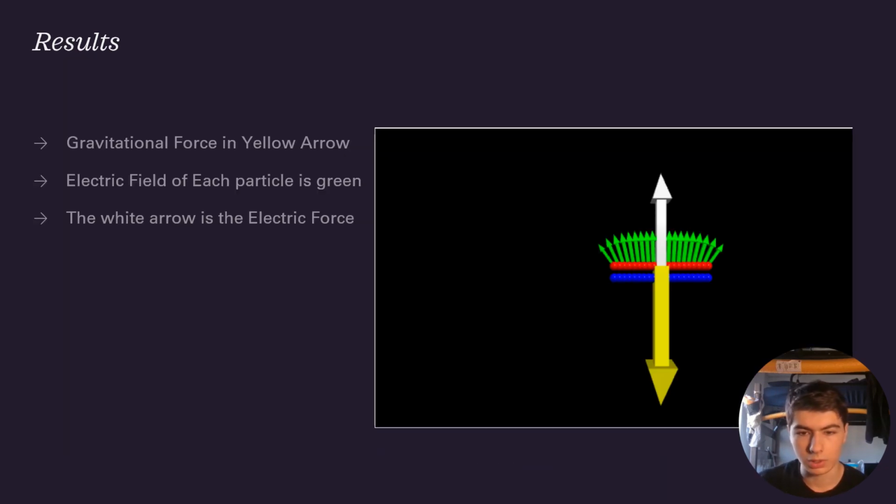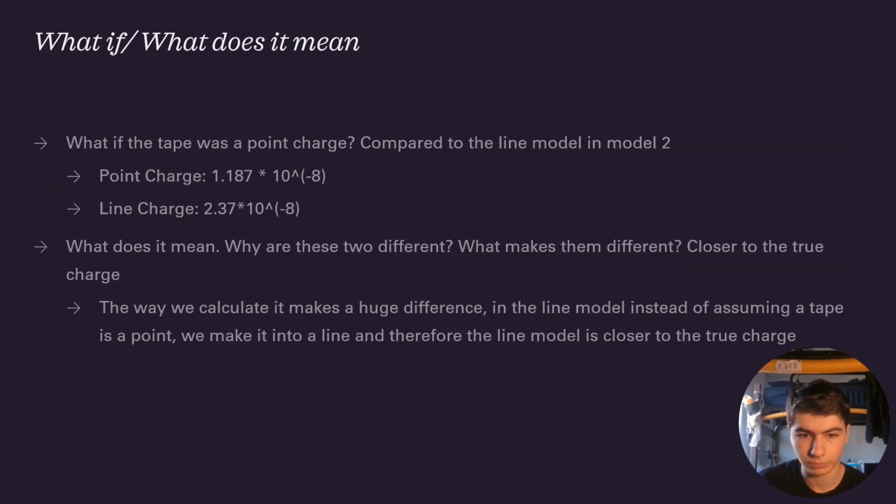So here are our results. That's the picture from my GlowScript. As you can see, I divided it into 20 pieces, and the green arrows all represent the electric field of each individual piece. The yellow arrow represents the gravitational force, and the white arrow represents the electric force.